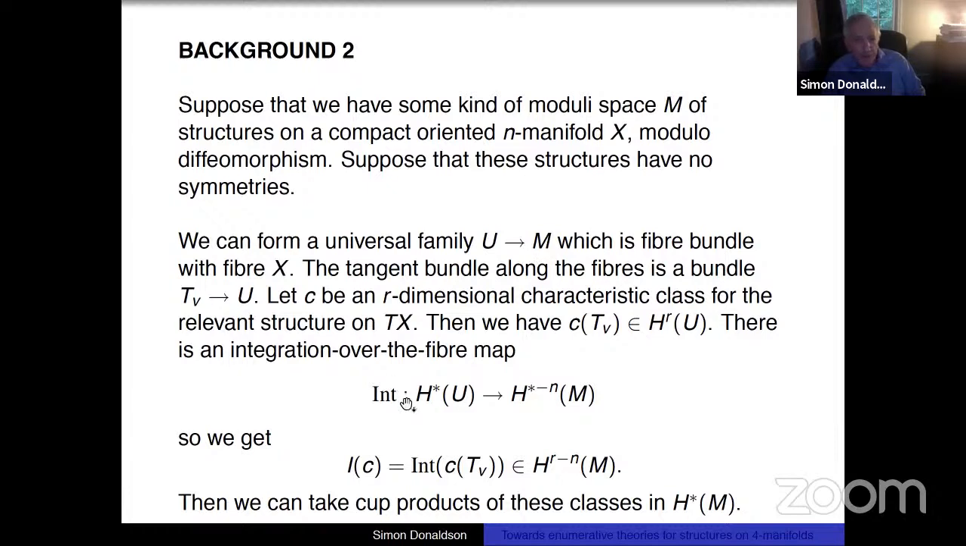So that's a very general construction. We have an integration over the fiber map, which maps from the cohomology of the total space of the bundle to the cohomology of the base, lowering degree by the dimension of the fiber. So in the end, given our characteristic class c, we get a cohomology class I(c) in the cohomology of our moduli space. And then we can take cup products of these to get more classes.